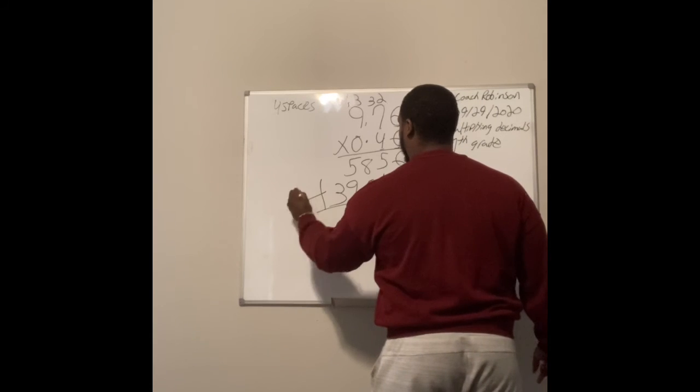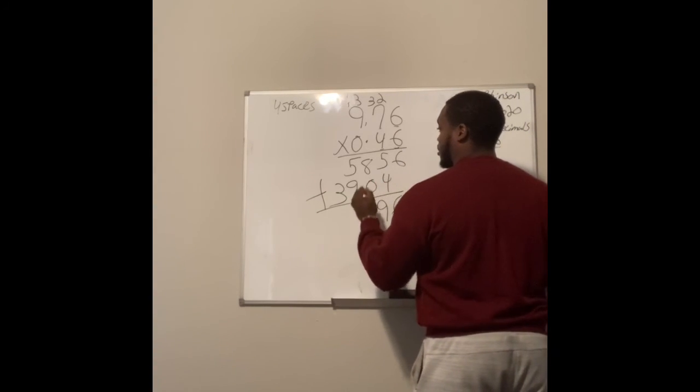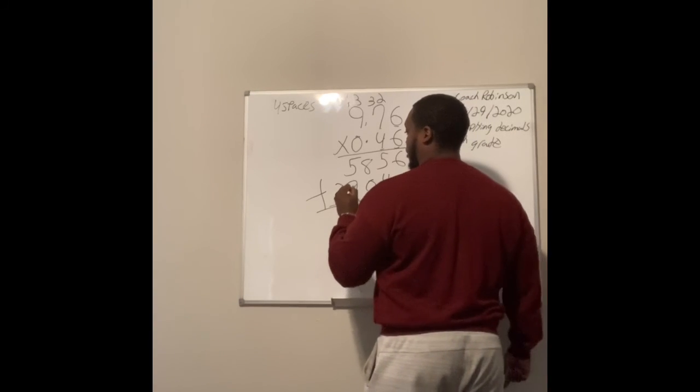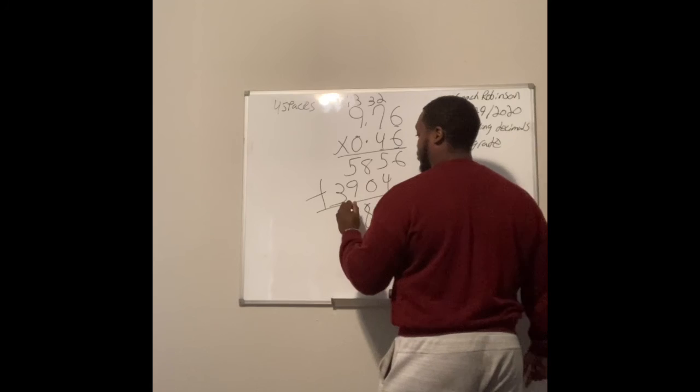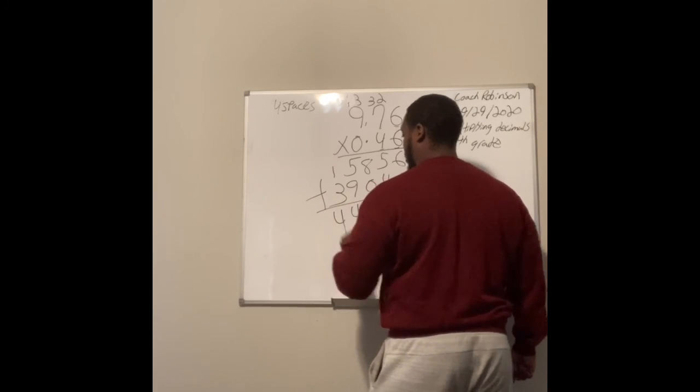So let's do our addition. Drop our 6. 5 plus 4 is 9. 0 plus 8 is 8. And 9 plus 5 is 14. Carry the 1.